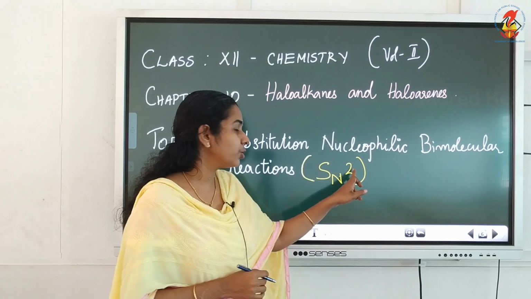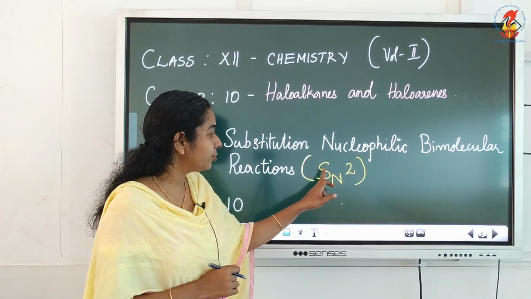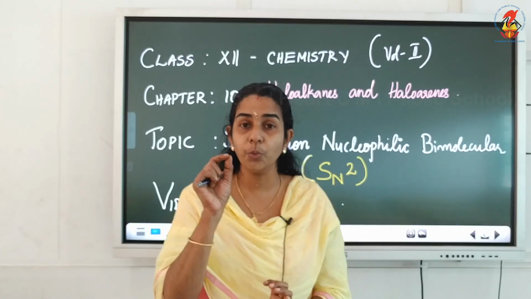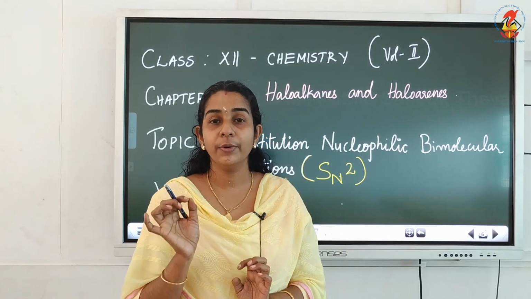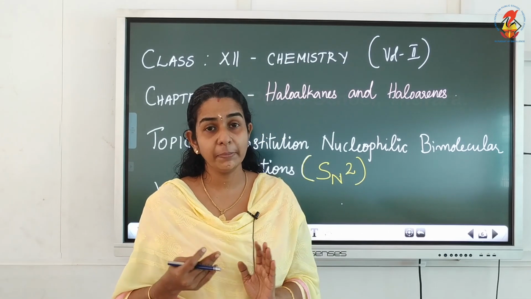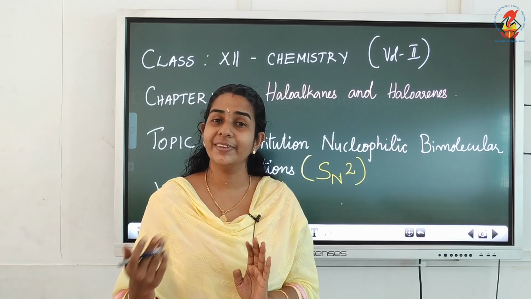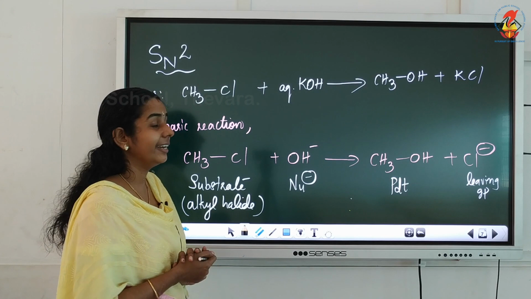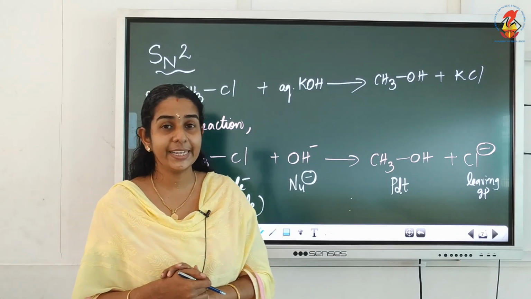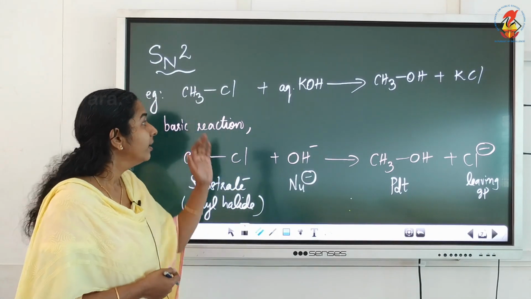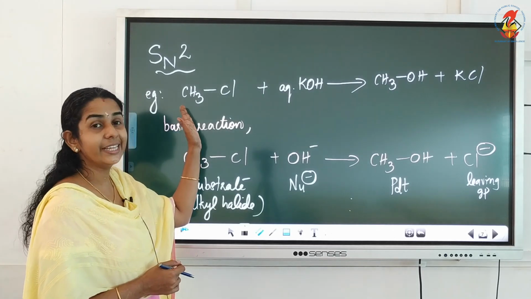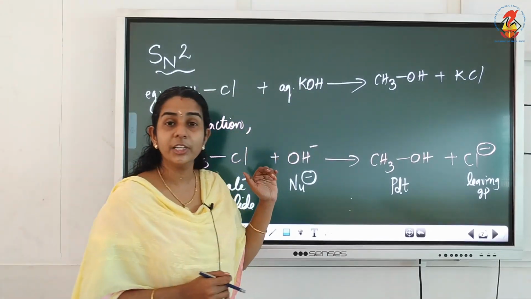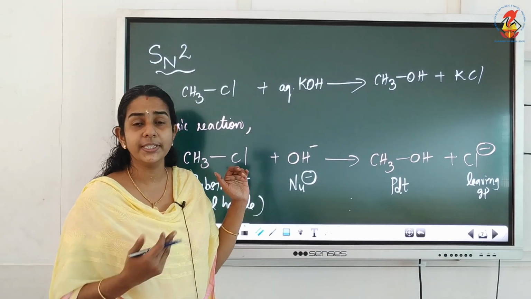So what is the expansion of SN2? Substitution nucleophilic bimolecular reaction. So the 2 is representing bimolecular reaction. What is meant by bimolecular reaction, we will see later. So in order to study this SN2 mechanism, we will take the very simple example of the reaction between CH3Cl, chloromethane, on reaction with aqueous KOH or with aqueous NaOH.